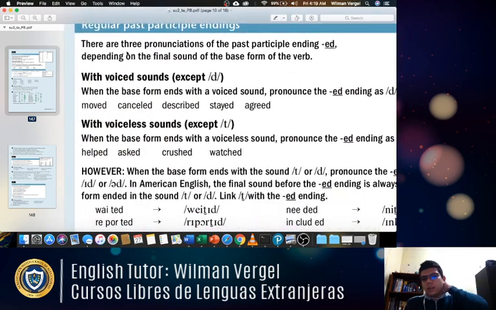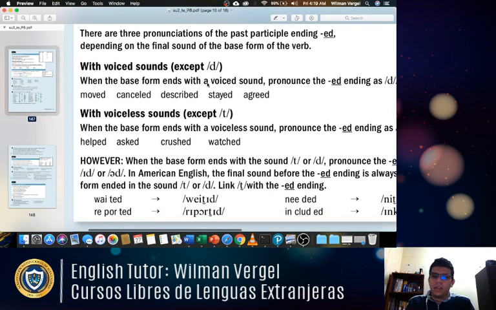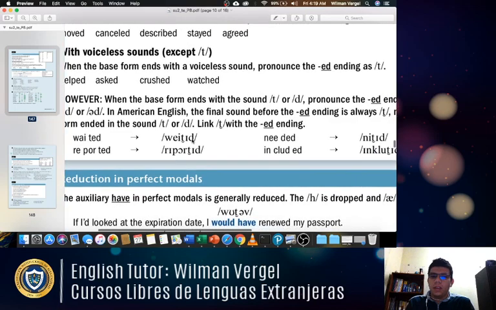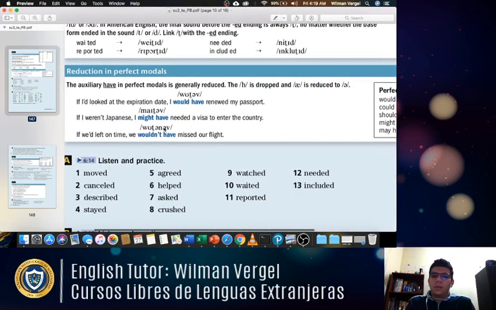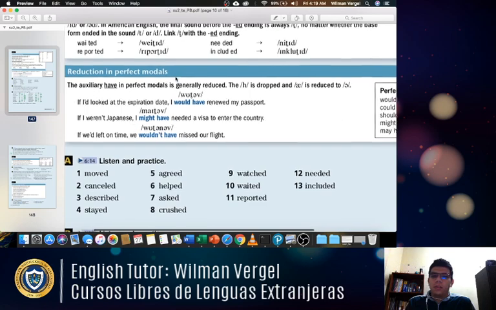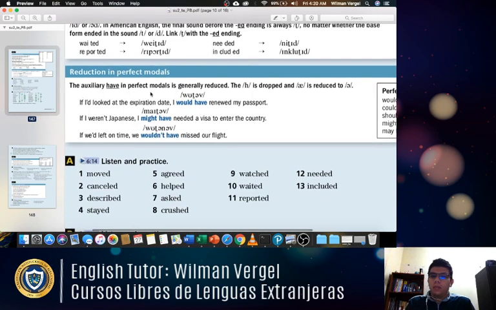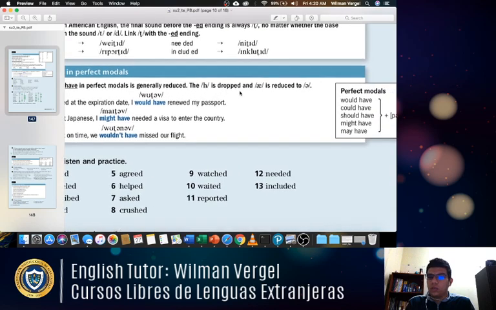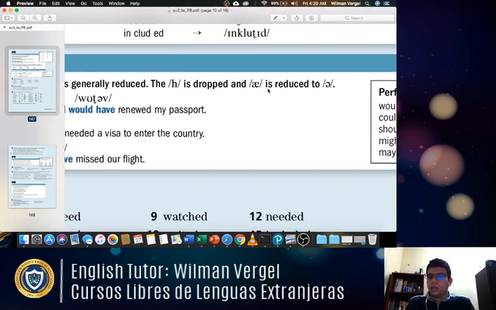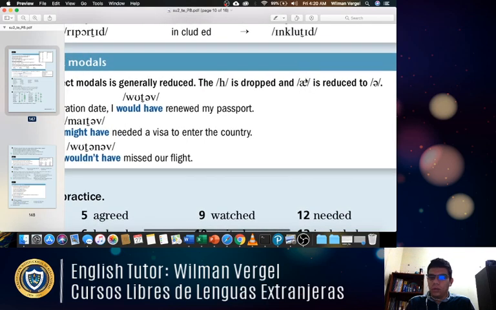It says there are three pronunciations of the past participle ending -ed, as I was telling you: with d, with t, and with id. We already saw that. What's important here is this part. It says reduction in perfect modals. The auxiliary have in perfect modals is generally reduced. The H is dropped and A is reduced to schwa. You know that this is short A.